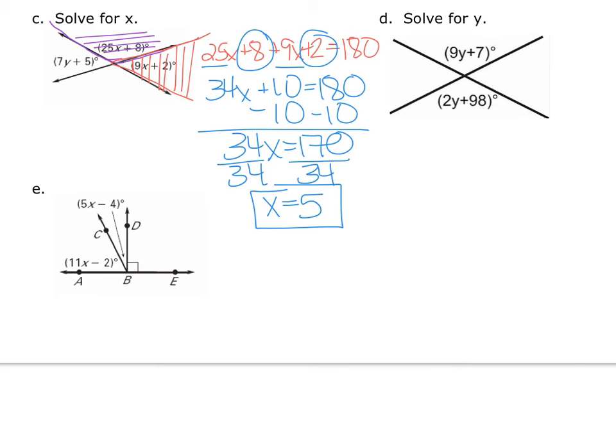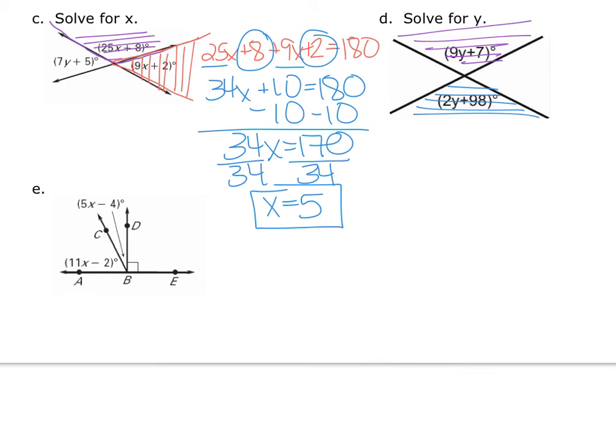Look at D. In D, we have to solve for y. So your two options again, you always want to run through: do I know anything about the angles that tells me they're the same measure? Are they adjacent and supplementary? So if I look here at y, these two angles, I always like to start with the first one: are they equal to each other? So I always start with that one.